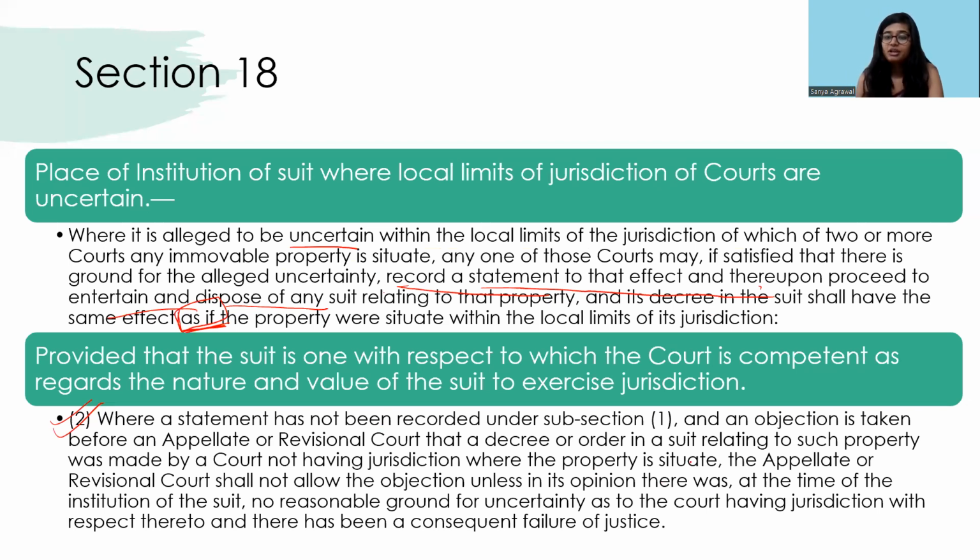So that is what is given, that the appellate court shall not allow the objection unless, in its opinion, at the time of the institution of the suit, no reasonable ground of uncertainty was there, and यहाँ पे they have used the term "and". So first it has to be shown that there was no ground of uncertainty, and consequent failure of justice. If you are not able to prove either of the grounds, then you will not be allowed to challenge at the appellate or the revisional stage.